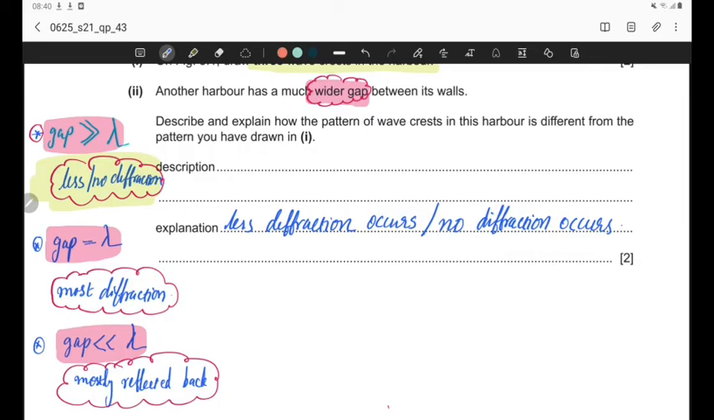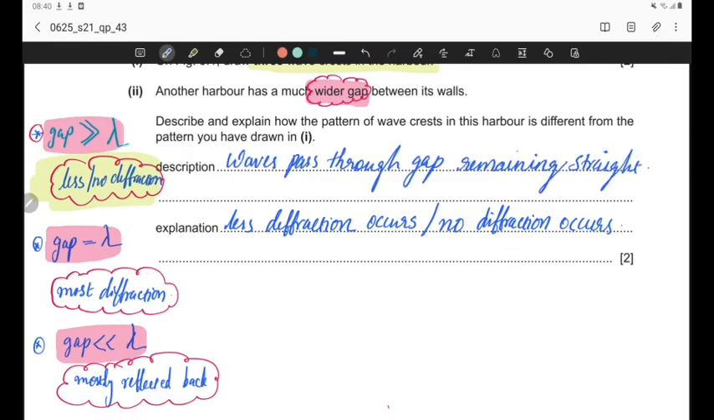So as there is no diffraction or very less diffraction, even though the waves pass after the gaps, they will still remain as straight waves. Therefore we can write: waves pass through gap remaining straight.